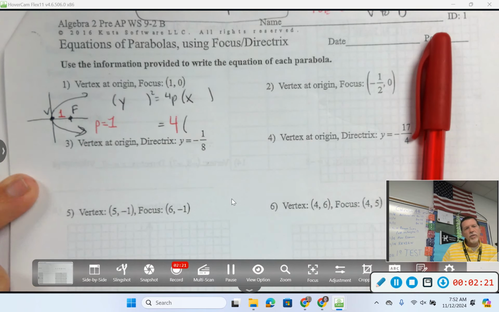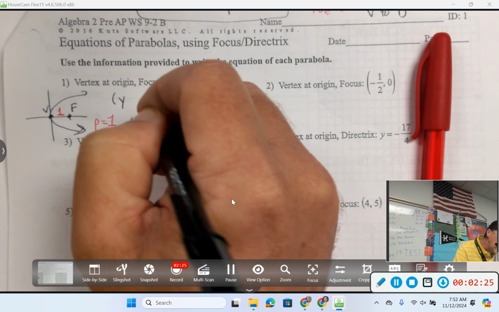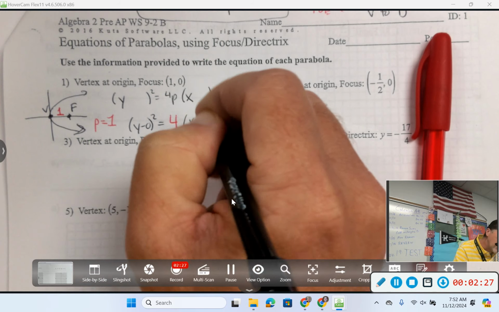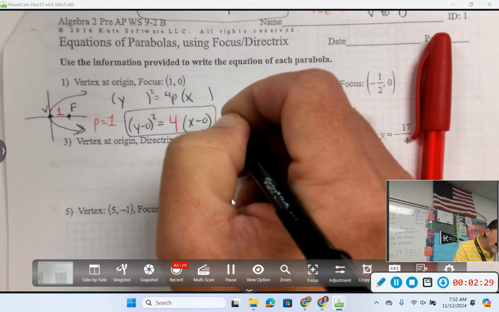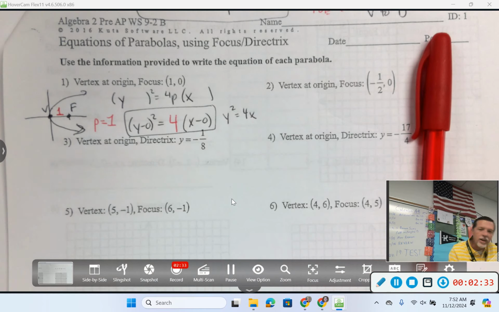And this one's a nice one. The vertex is at the origin. If you want to put the zeros in there, you can. Kind of emphasize that you're at the origin. If that looks like overkill and you just want to do y squared equals 4x, that's also okay. Plus 0 is the same, but usually we do minus in there.